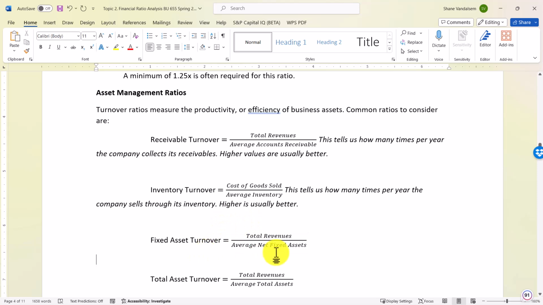Fixed asset turnover. This tells us how well the company generates revenues based on the value of its net fixed assets.